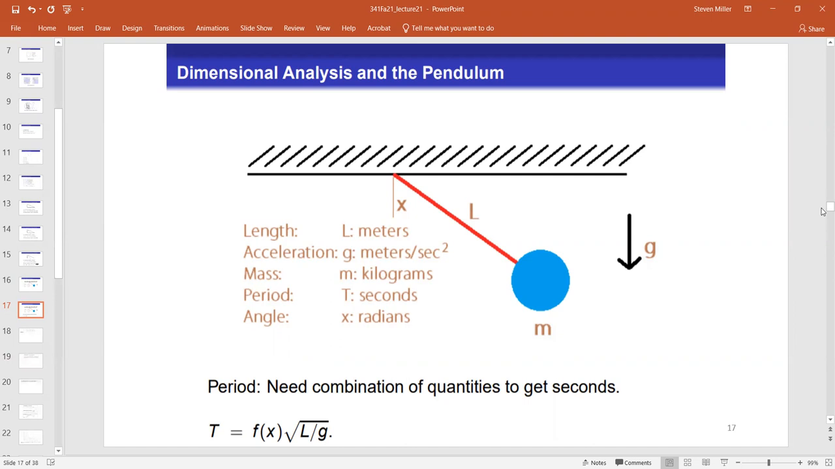So before I even go into the lab, I know that the period should be proportional to the square root of L over G with a proportionality constant depending on X. It turns out the proportionality constant is independent of X and it's related to 2 pi.